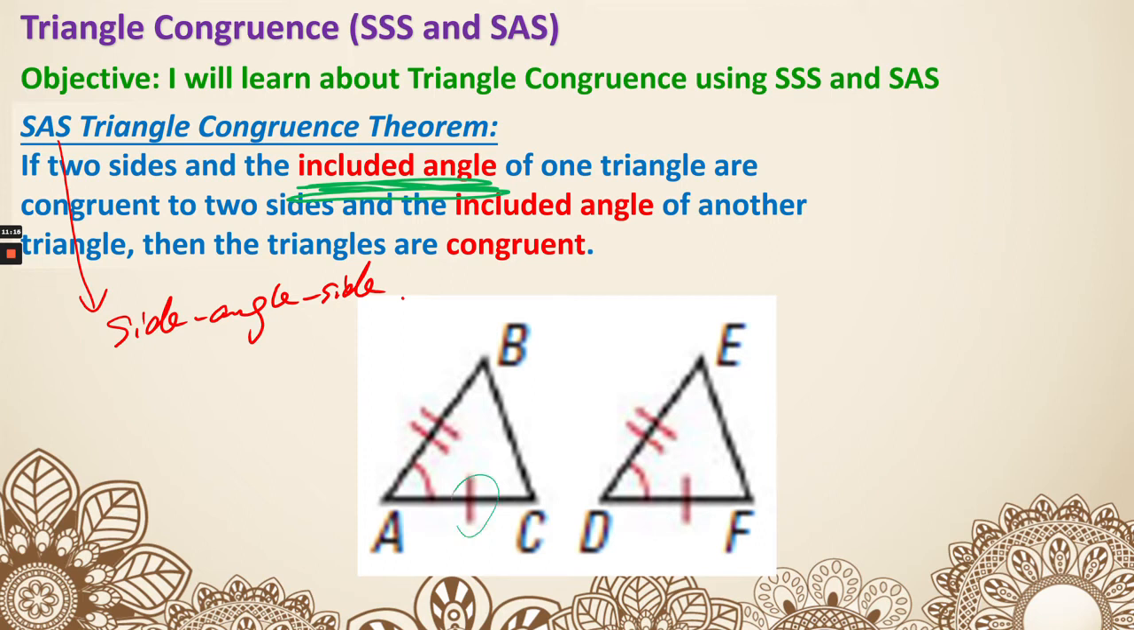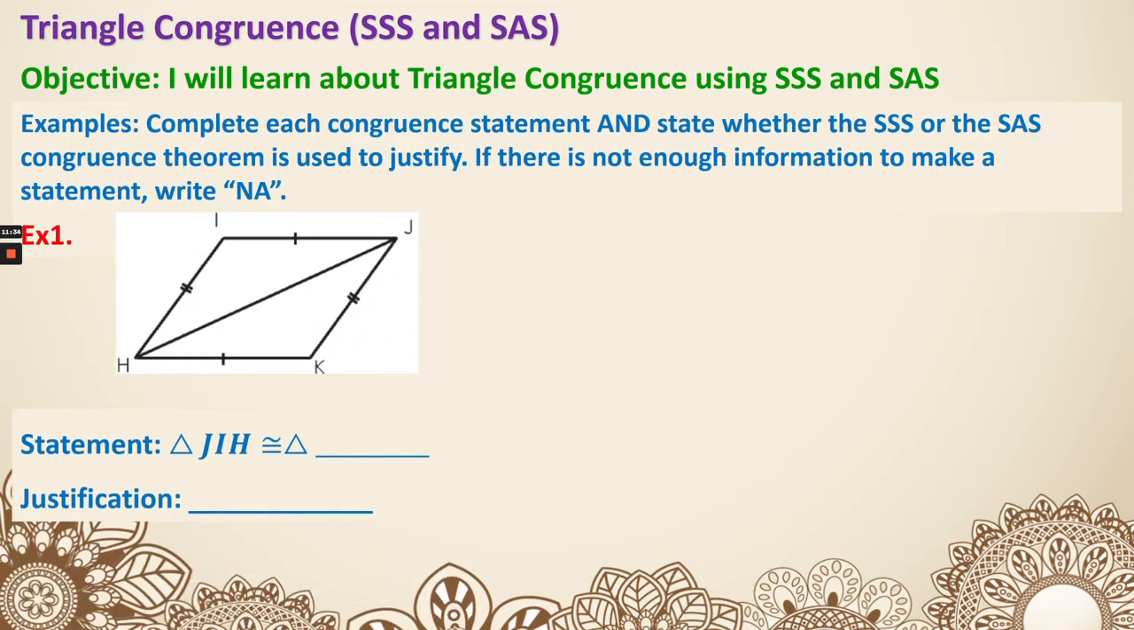So as you can see, one bar here, two bar here. It didn't just pick this angle and this angle. No, it actually needs to be the angle in between these two sides. It has to set up that way. It's not SSA, so we have to do SAS very specifically. Now let's look at some examples.